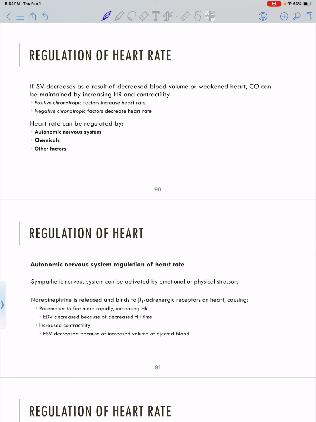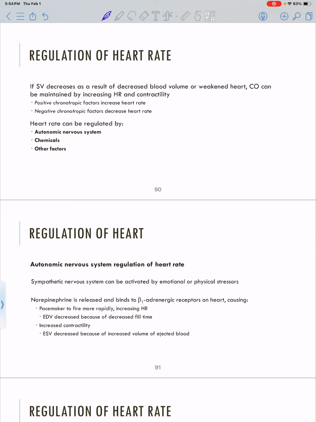Afterload is that pressure that the ventricles have to overcome before they can actually push the blood out into your aorta or your pulmonary trunk. The higher that pressure is that's pushing back on the ventricles, the lower the stroke volume. So hypertension is a disease that can increase your afterload, which is ultimately going to decrease your stroke volume because it increases your end systolic volume, or the amount of blood remaining after contraction.